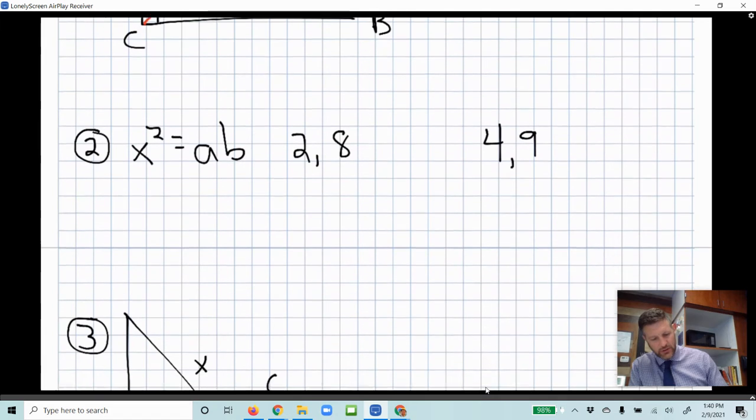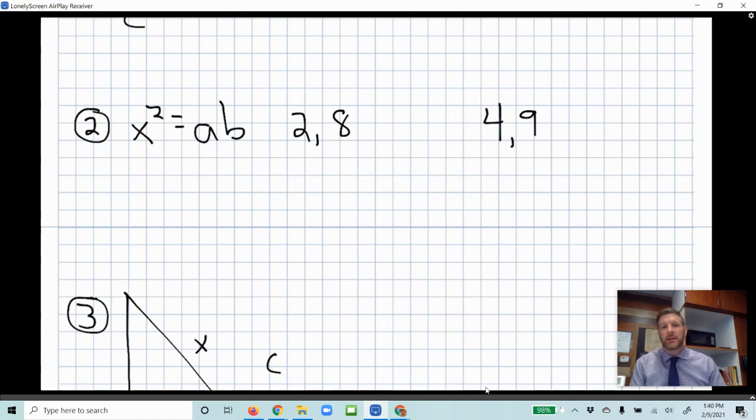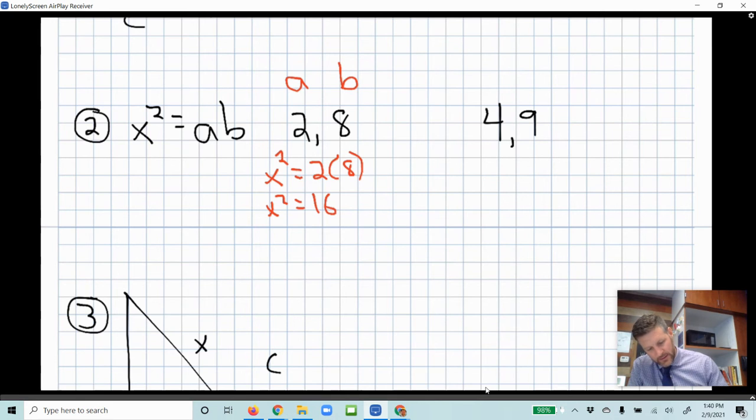Then number two lets us practice the geometric mean a little bit, which again is x squared equals A times B. It says find the geometric mean of 2 and 8, and then we'll do 4 and 9. Just treat 2 and 8 as your A and your B. It doesn't matter which you do. You just plug it in like a formula. X squared equals 2 times 8. X squared equals 16. So x would be 4.